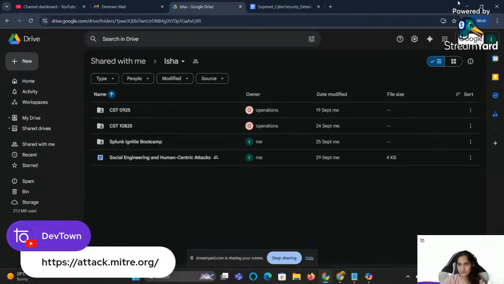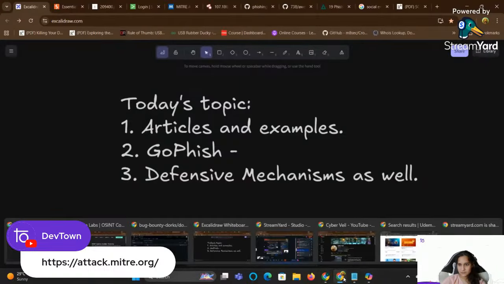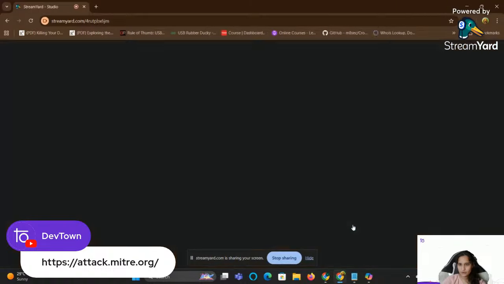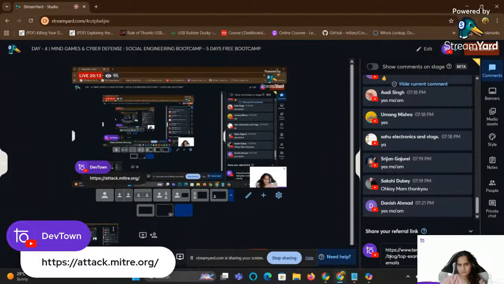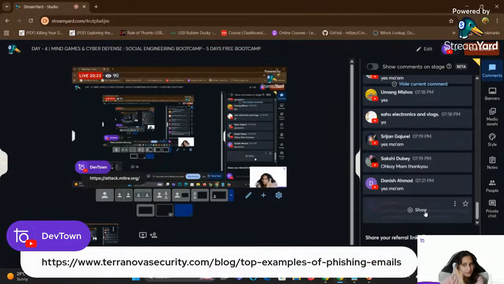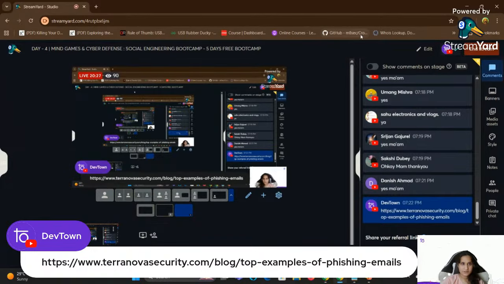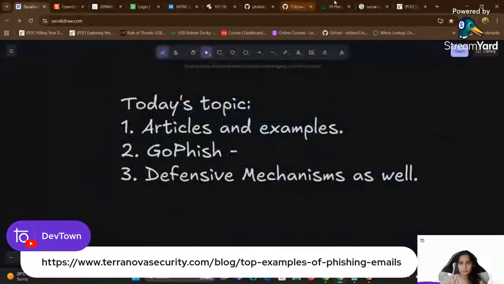Just give me a second, guys. Yeah, see this particular article, so that you have a heads up. Let me share it with you. Here we go, guys. You can see this article and these top examples of phishing email side by side. I am showing it and tagging it over the screen. You can go ahead and see that. Let me get back to the particular stuff.